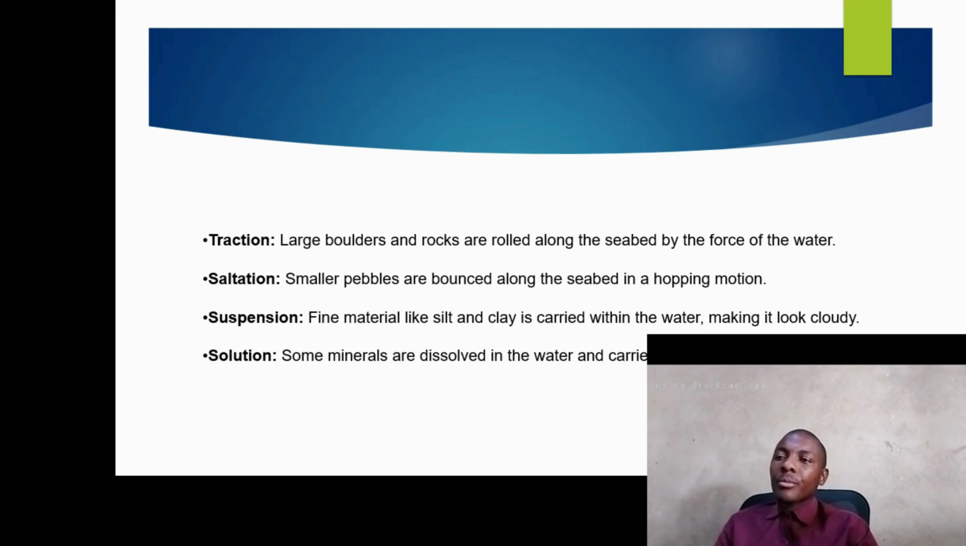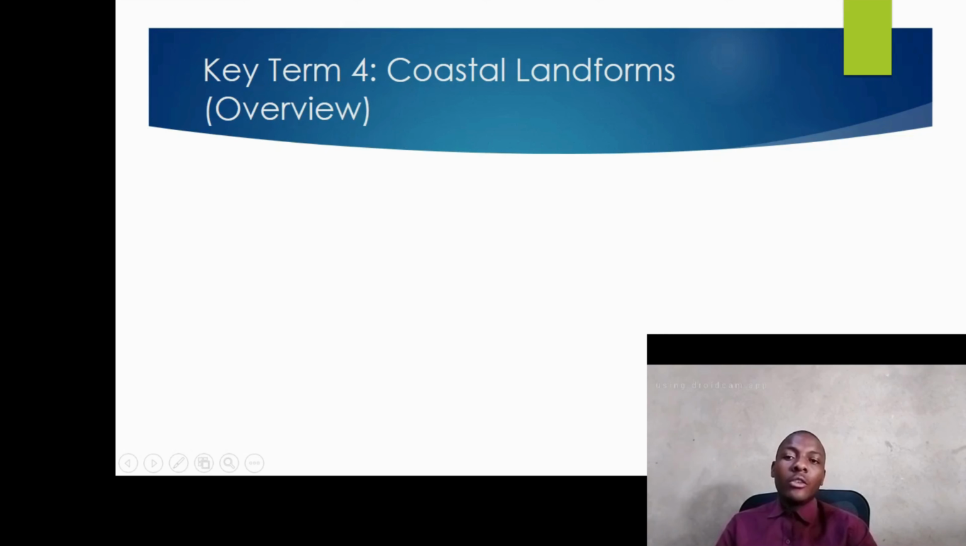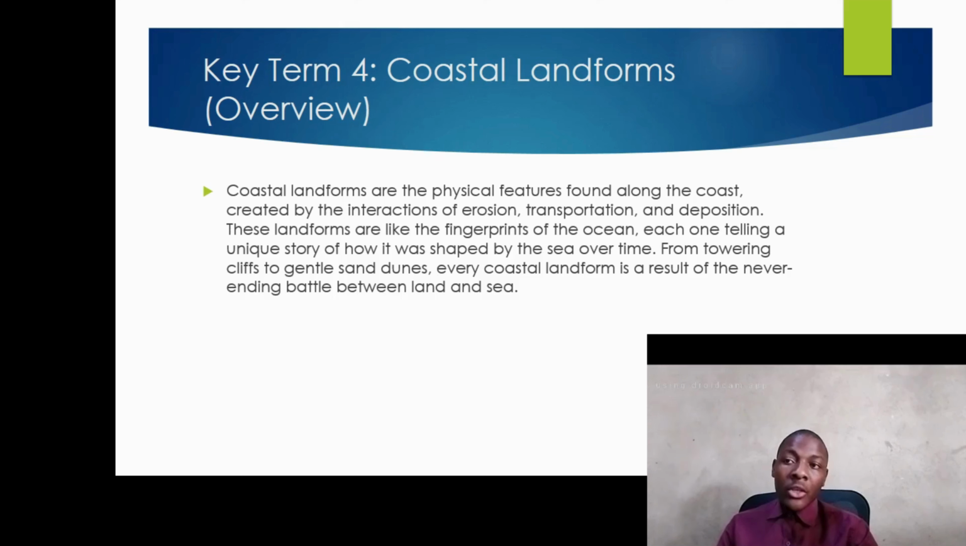Then the last term that we have to look into is just coastal landforms. I think you now know what we mean by landforms. So in terms of coastal landforms, we are talking about the physical features found along the coast, created by the interactions of erosion, transportation, and deposition.